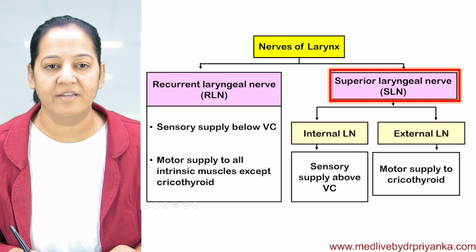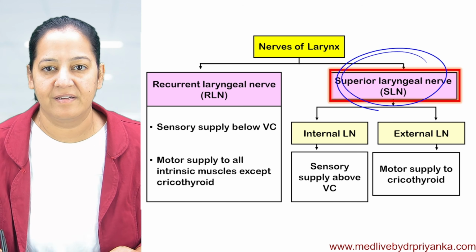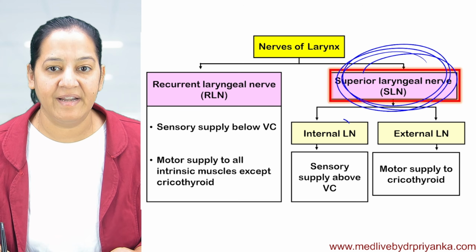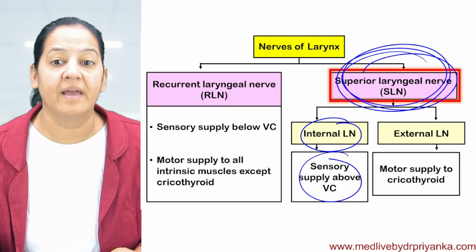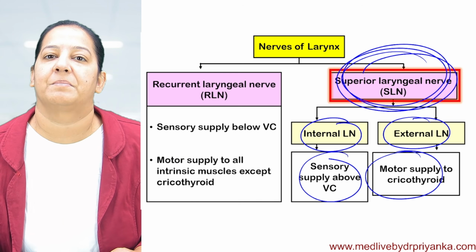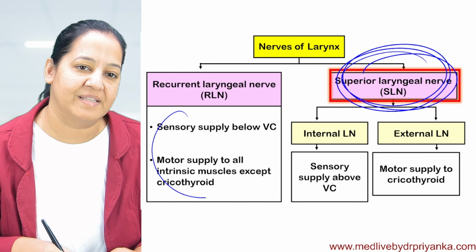Now see the sensory and the motor supply of SLN. The internal branch does only sensory supply and the external branch does the motor supply. Here we don't have two separate sensory and motor nerves.